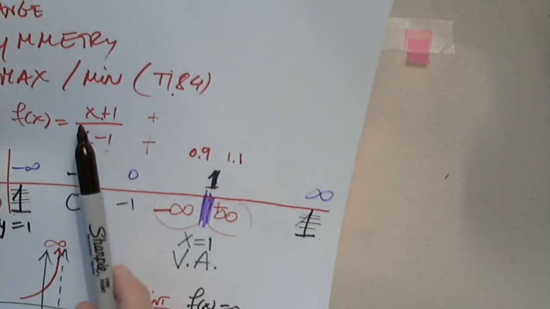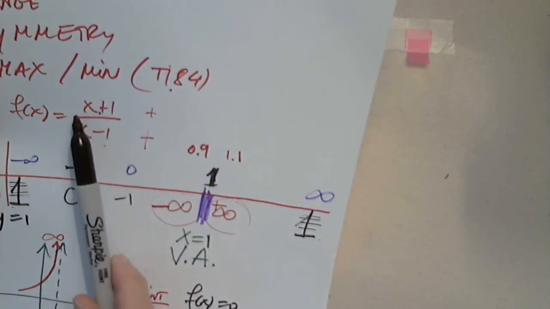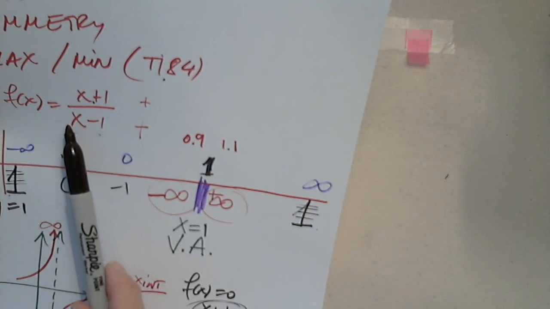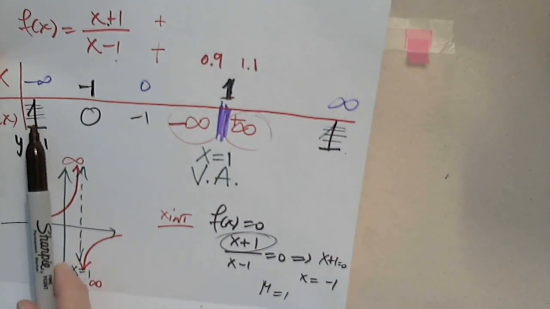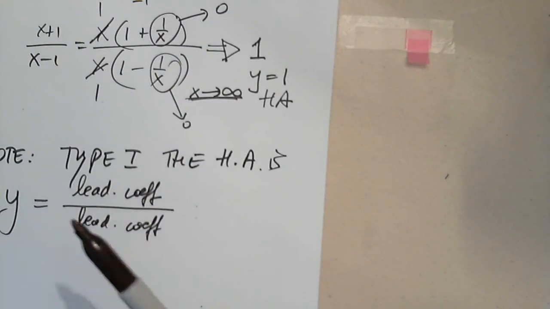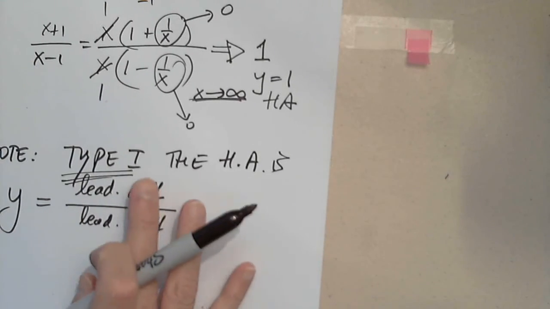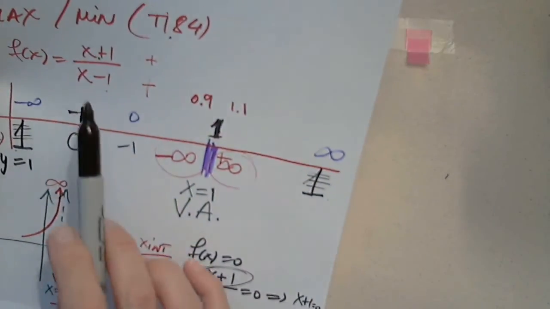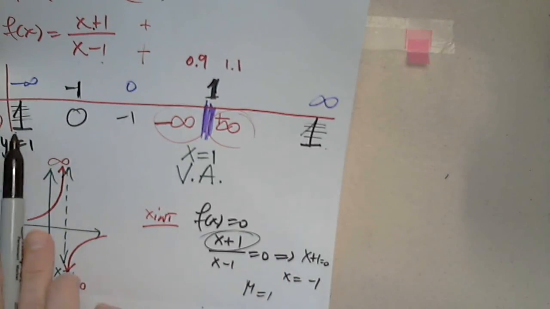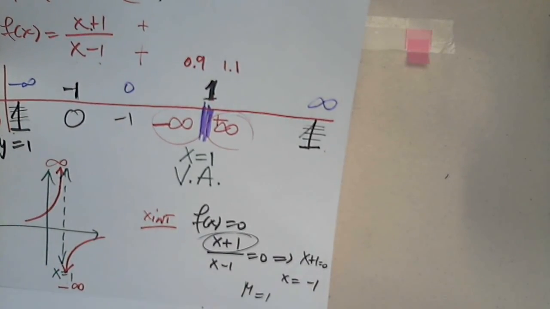So what is the leading coefficient of the top? 1. What is the leading coefficient of the denominator? 1. That's the reason why, only for type 1, leading coefficient over leading coefficient is the horizontal asymptote and the end behavior.